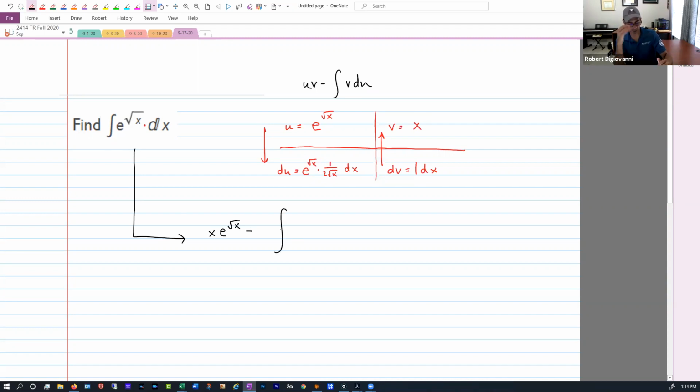I'll leave a little space here in case I have any constants. Do I have any constants that come out? I'm looking at v du right now. 1/2, so I can pull a half out. And then let me just put everything else there. I'll just write it all down first. Okay, that's what I have.